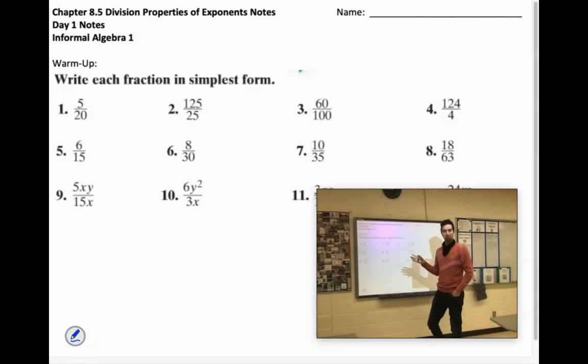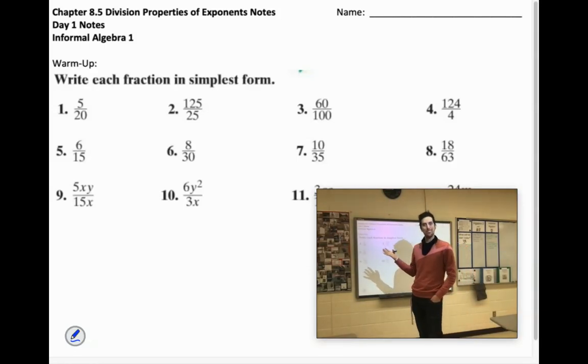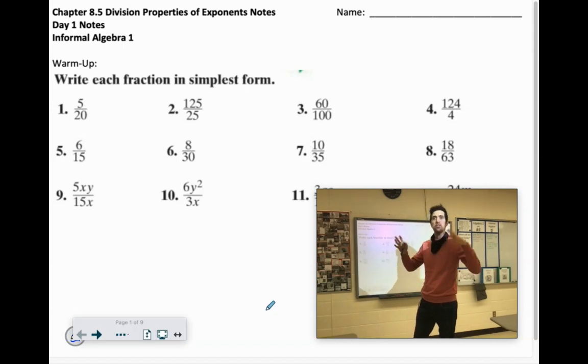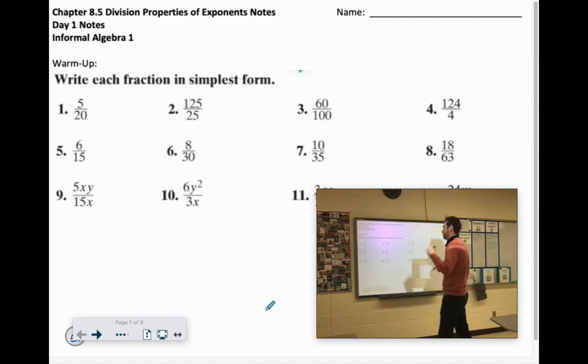Today we're going to talk about division properties of exponents, right? So multiplying, we know, you add them. When you raise a power to a power, you multiply them. Today we're dividing. We're going to subtract those exponents. But let's warm it up a little bit.